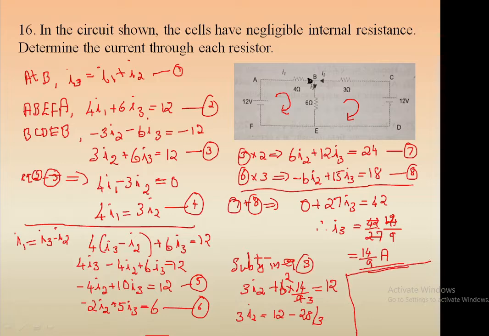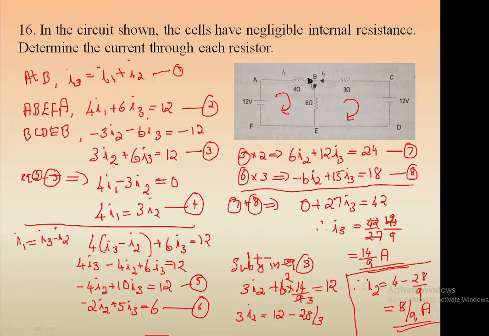Therefore I2 is equal to, let's divide all the terms on the right side by 3. That is 4 minus 28 by 9, that is equal to 8 by 9. That much ampere, that is the I2.